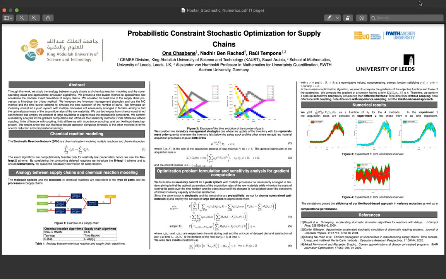And by the end of this work, we successfully introduced our stochastic optimization problem for supply chain inventory control, and we proved the efficiency of our approach for sensitivity analysis.